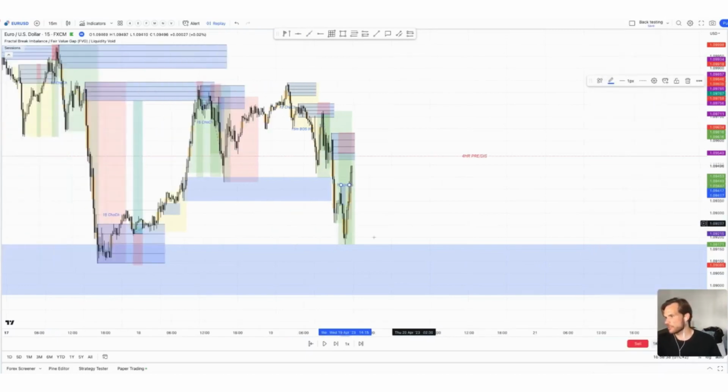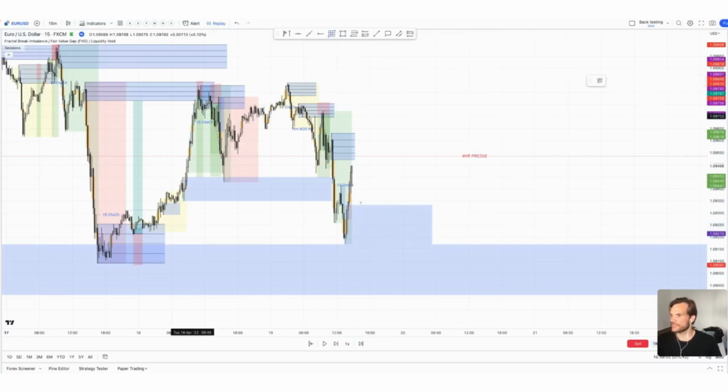Okay, we've got another 15 CHOCH. We've got another reversal. Delete that. Didn't get filled, that one. Area of supply. Got the CHOCH. Okay, our reversal setup is there. Honestly, I don't really have a good target, so I wouldn't take it. I'd have to see if anything else.